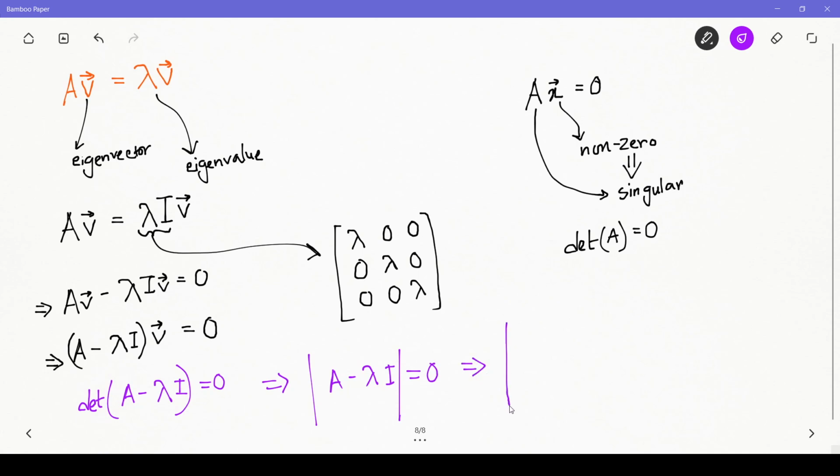Let's say our A looks something like this. I'm going to use some dummy symbols. Let's say A, B, C, D. Let's say it's a 2 by 2 matrix, an example matrix, something like this. We said that our A minus lambda I would look something like this, right? A minus lambda, B, and C will remain as they are. We have D minus lambda, which is equal to, of course, 0, right?